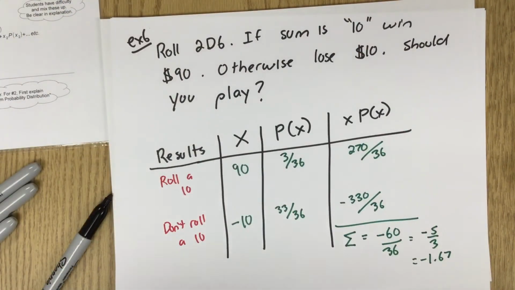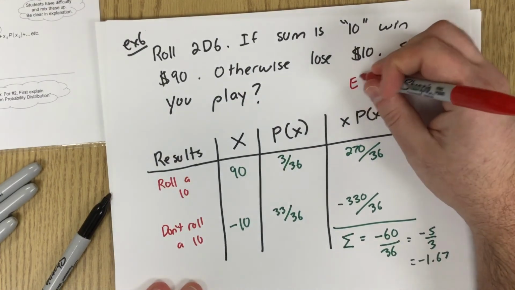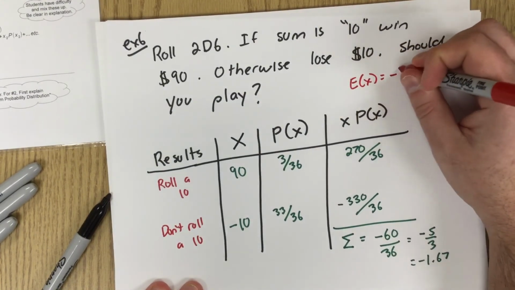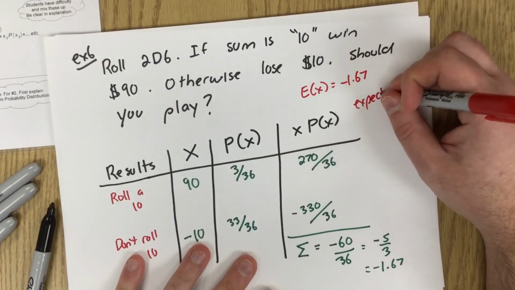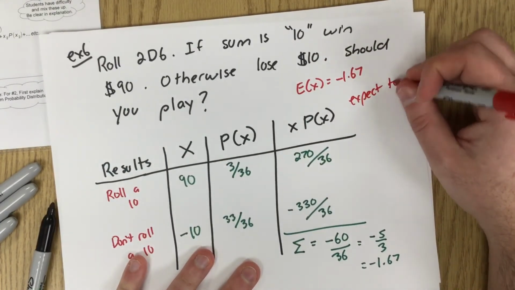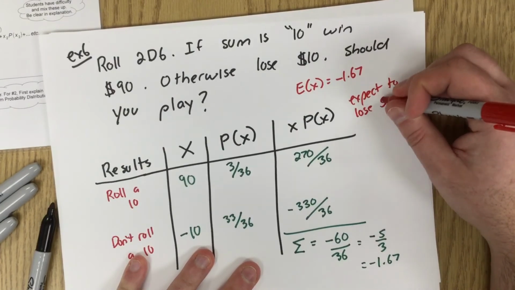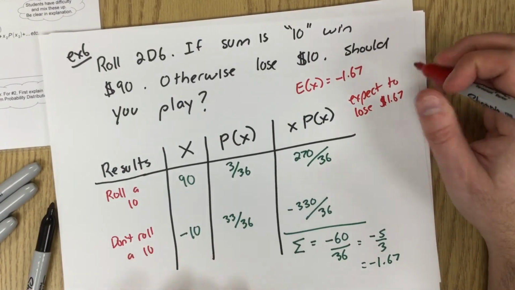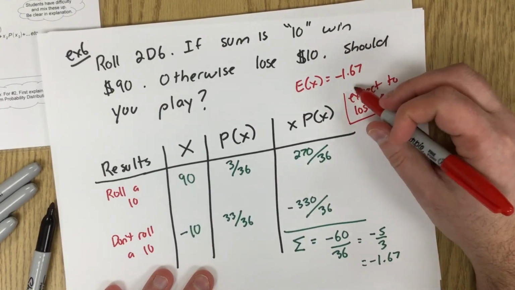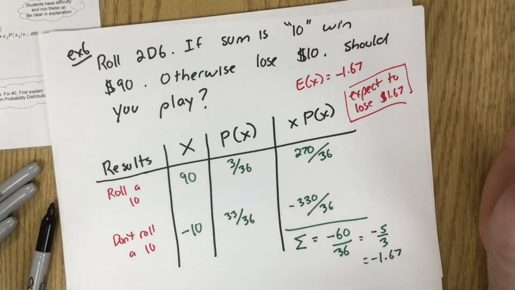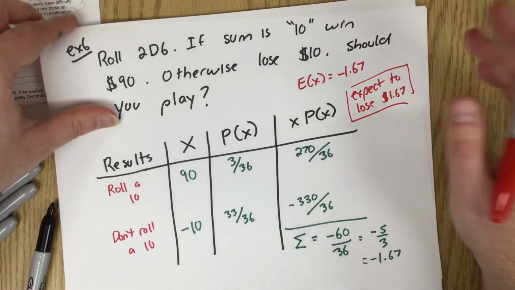So what's going to happen? So should you play? So what we expect, our expectation from this game is negative 1.67. So we expect to lose $1.67 every time we play. We're probably going to lose $10, but we expect to lose $1.67. Should we play? Well, no. Why would I play a game that I expect to lose?